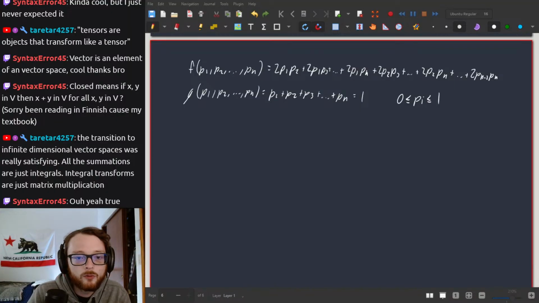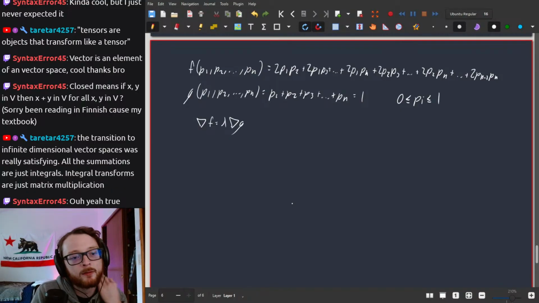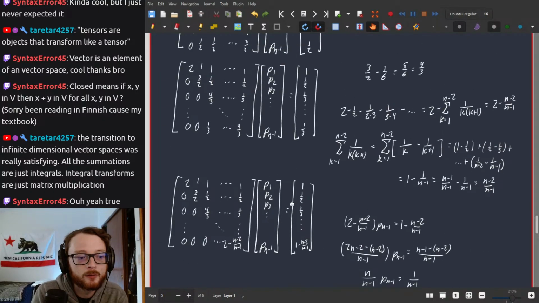So for Lagrange multipliers, we take gradient f equal to lambda gradient g. And we get a system of equations with this plus that. So let's try doing that. So gradient f, the derivative with respect to p1. Oh, I mean, I did that before.